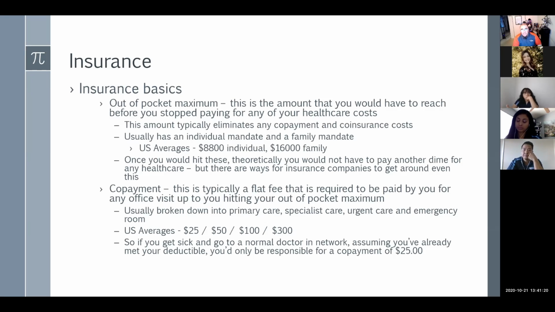Out-of-pocket max, this is kind of funny. I'm always happy when I hit my out-of-pocket max. This is the max amount you'll have to pay out of your own pocket, exactly like it says. Usually it's about $8,800 to $16,000, depending upon what you are. But this can be a lifesaver when you have a catastrophic surgery.